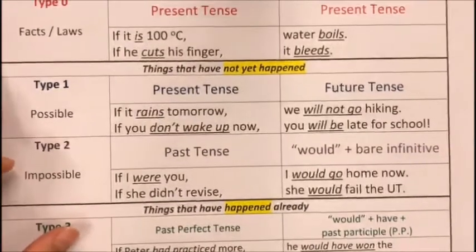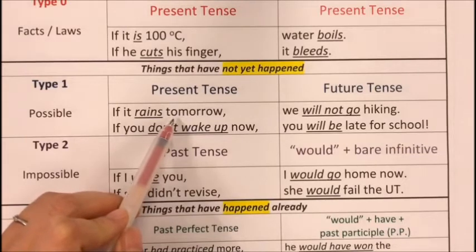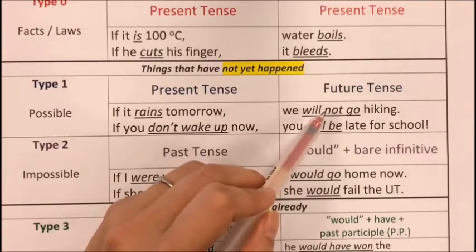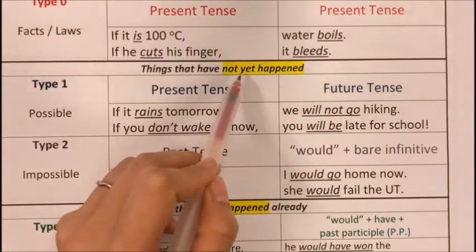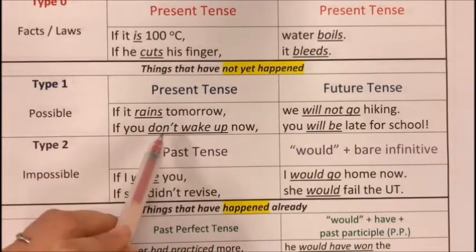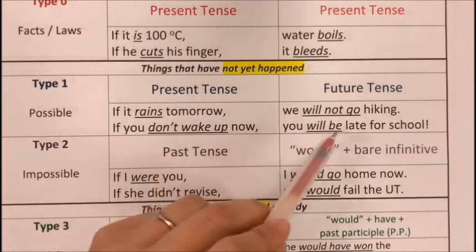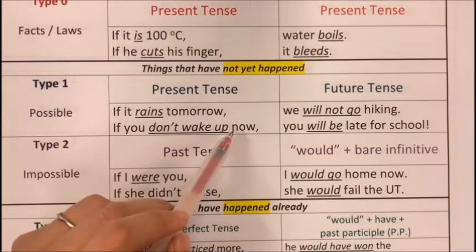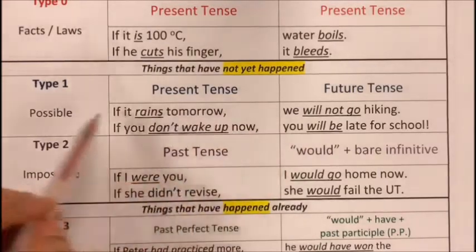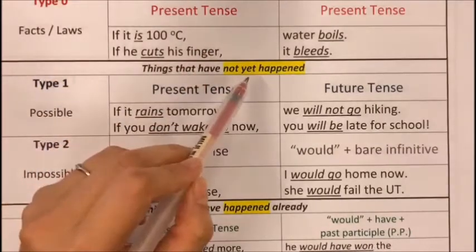Let's take a look at the examples. If it rains tomorrow, maybe the weather forecast says that it is going to rain, then very likely we will not go hiking. We'll do something else. So this is type 1: not yet happened, tomorrow, but very likely to happen. Take a look at the second example. If you don't wake up now, you will be late for school. Well, this is obvious. You're already late. You don't have enough time to take a bus or the MTR back to school. You must be late. So this is very possible if you don't meet this condition now. These are things that haven't happened, but are very likely.